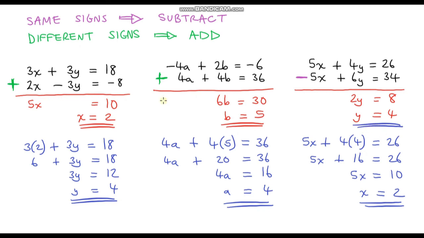So hopefully you got on okay with that. And just remember that if you have the same signs, we subtract our equations. If we have different signs, we add our equations. In the next video, we're going to look at some more simultaneous equations, but this time the numbers in front of our variables will not be the same. So we're going to need to do a bit of manipulation first.